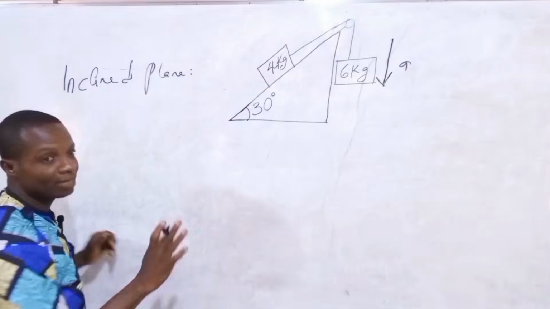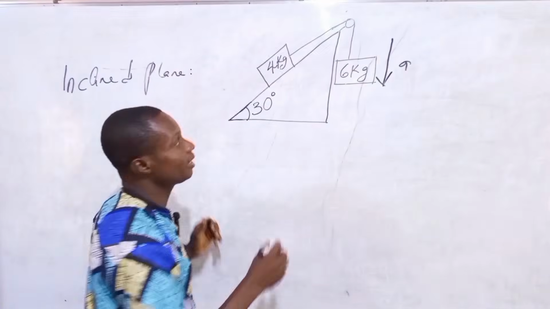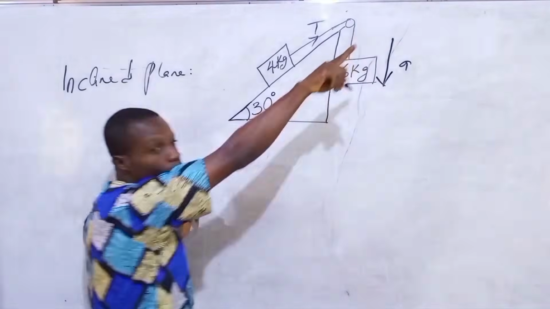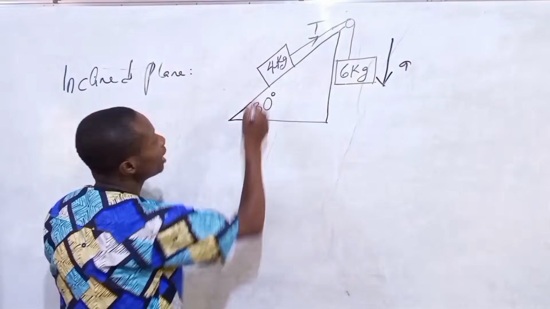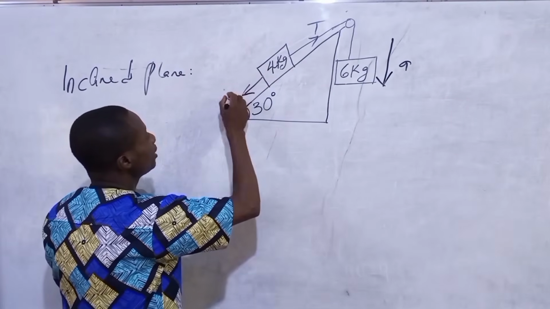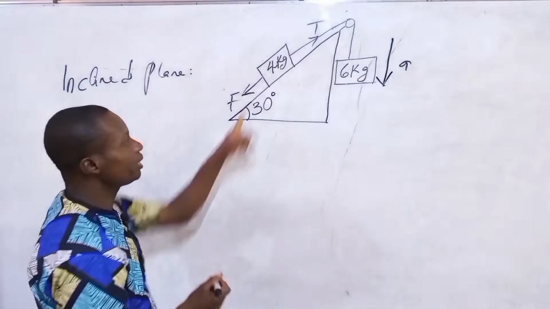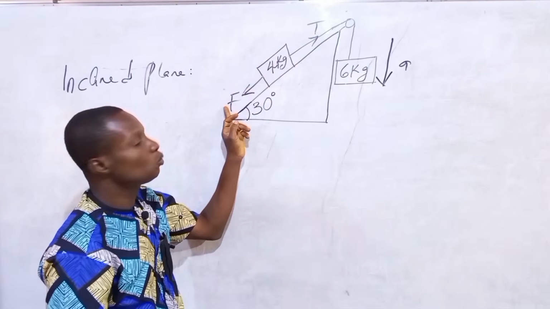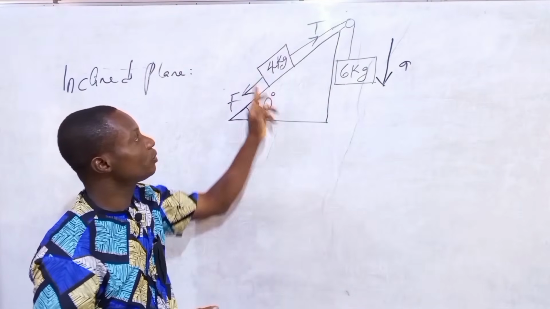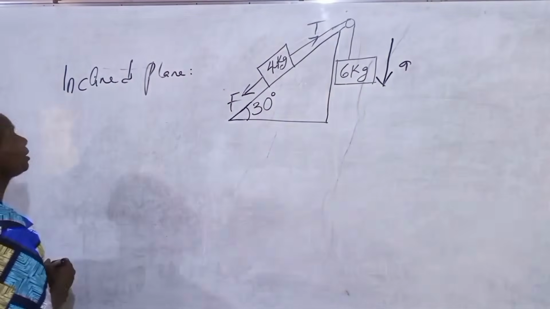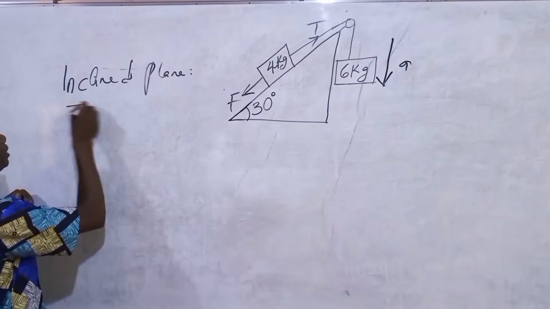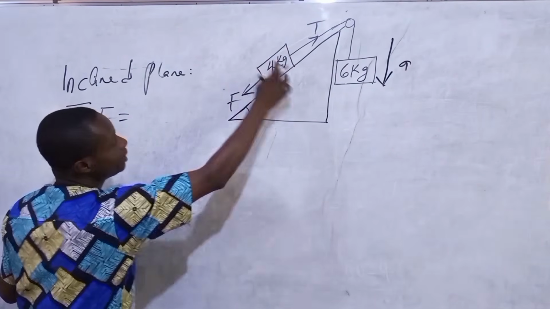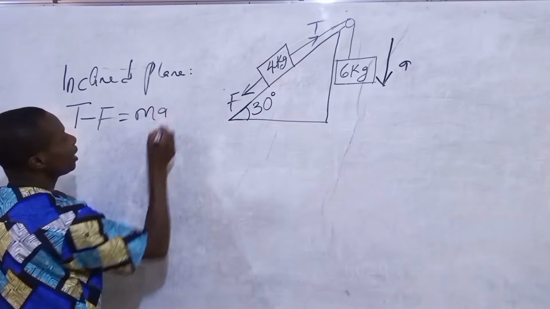So along the inclined plane, there are two forces acting here. We have the tension. The tension is towards this direction. Then we have an opposite force here. Let's call it F. F is pulling down opposite the tension. And the difference between T and F will determine the accelerating force of this mass. So it means that we are going to write T minus F equals to the accelerating force, which is MA.